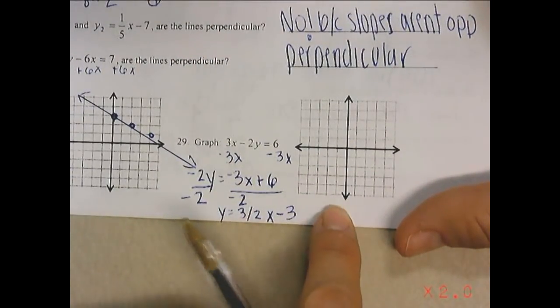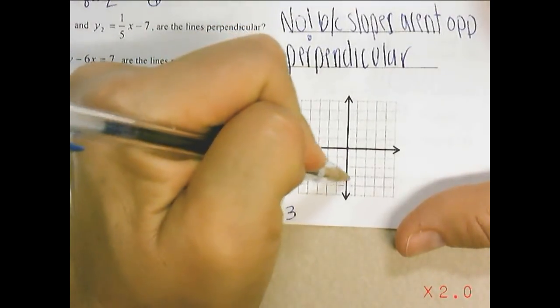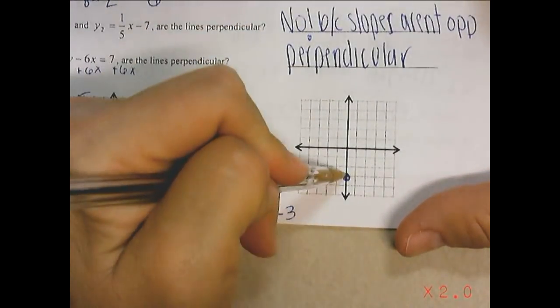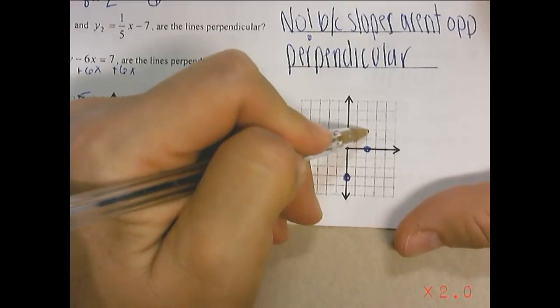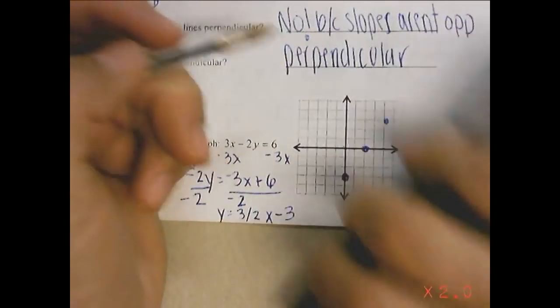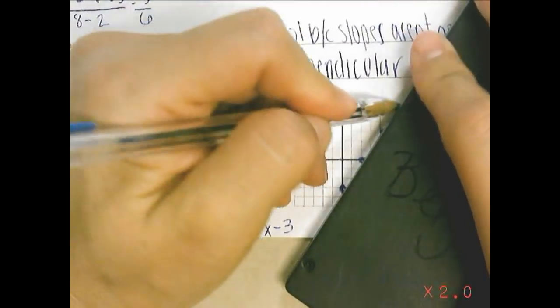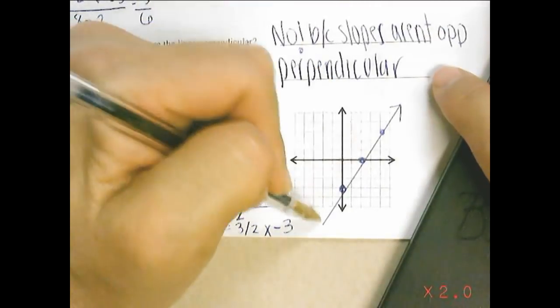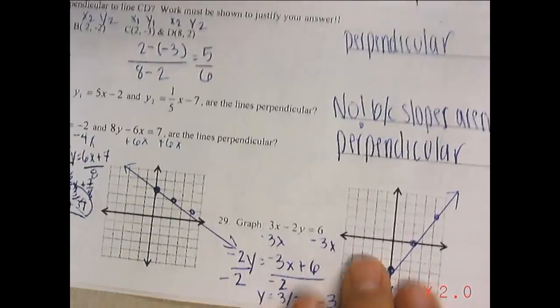I'm going to start at negative 3, 1, 2, 3, plot my point, and then go up 3 over 2, up 3 over 2. And notice, sorry, it's a little hard to graph with this straight edge. My slope was a positive, and my line is going in a positive direction.